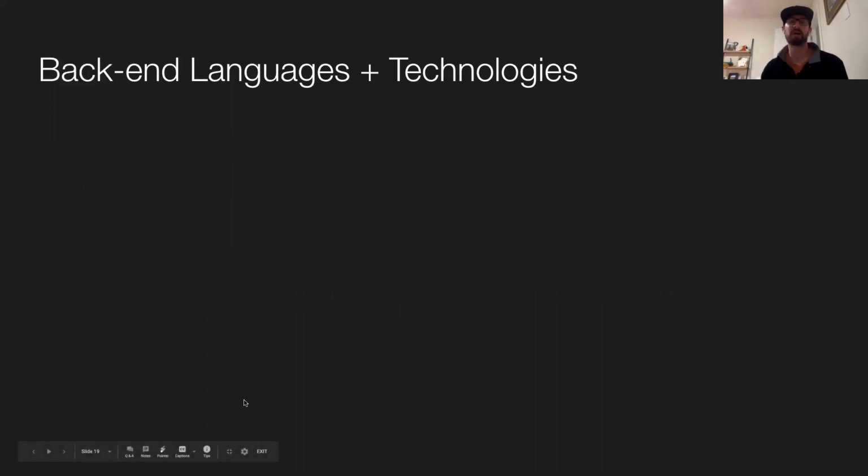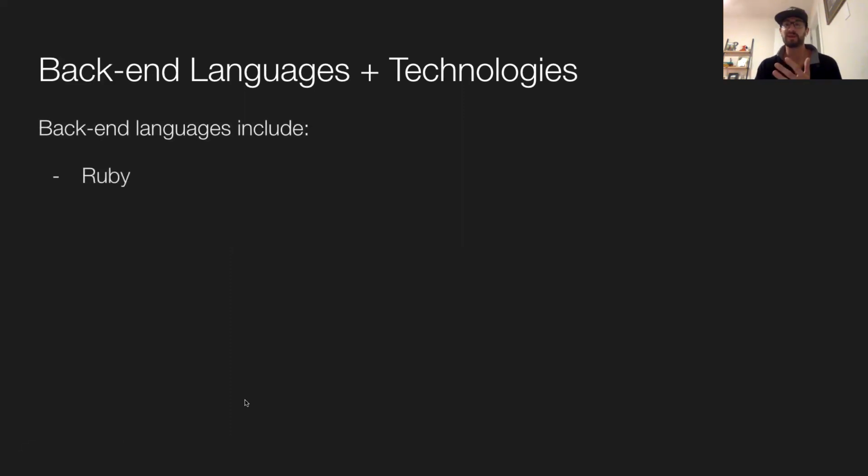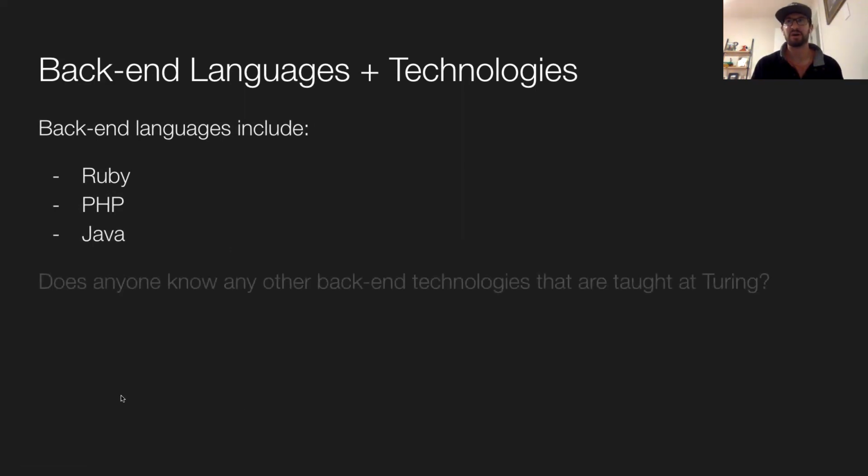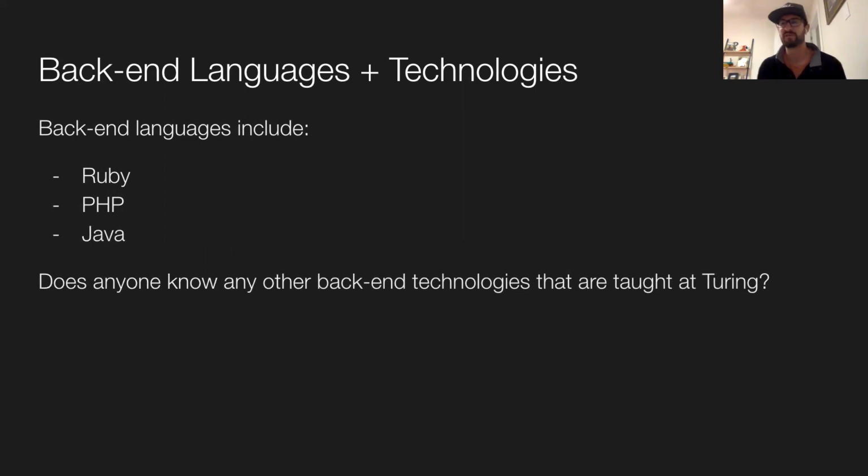When we talk about back-end languages and technologies, ones that you'll see often are Ruby, PHP, and Java. I also heard Python, which I think falls more in the back-end camp for languages as well. Does anyone know any other back-end technologies that we touch on at Turing or that you've heard of? Postgres and Rails. Postgres, Rails, right? Awesome. And C++? I think that's a back-end. Any others?